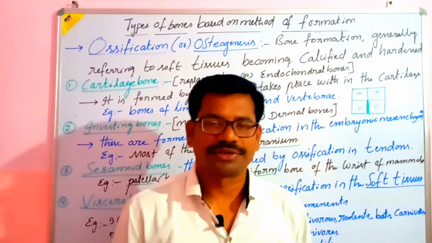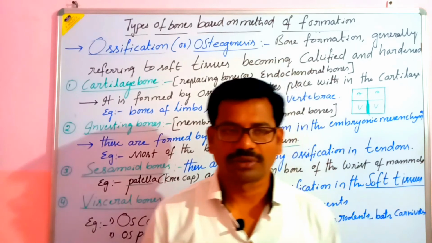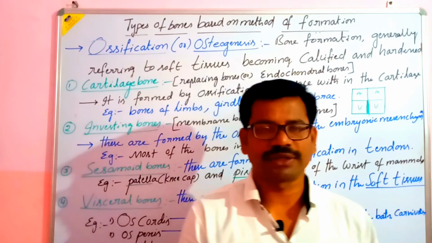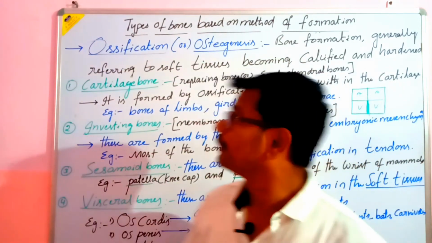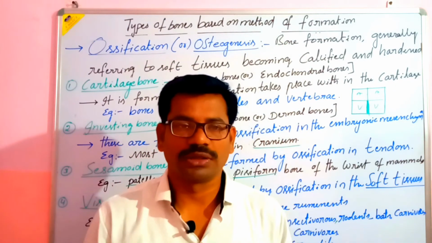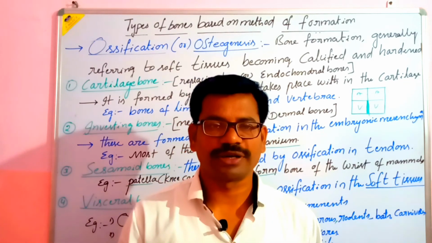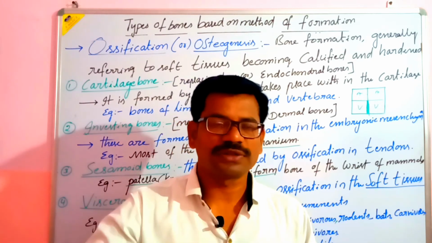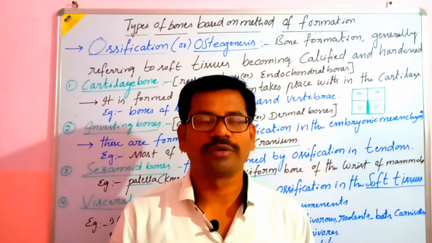So in today's lecture we have completed the different types of formation of the bones, right? During the embryonic stage, how the bones are formed, and after that, how these bones get modified. That is nothing but types of bones based on the method of formation, right? Method of formation is nothing but how the bones are formed. Basically, in the embryonic stage, every vertebrate is completely made up of cartilage. Slowly, in the place of cartilage, bone cells are formed. These bone cells, by ossification and mineralization, become bone, right?